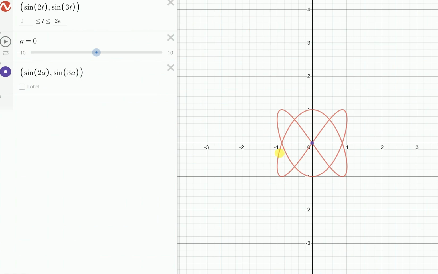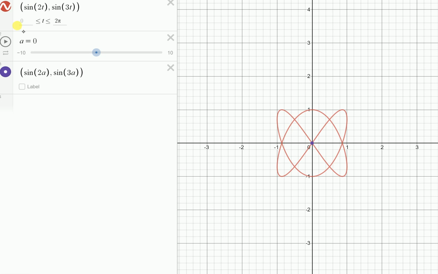Alright, so here is this curve in Desmos. I've already entered it in, and I've already drawn it on the interval from 0 to 2 pi. This purple point corresponds to a point on the graph when I've entered a equals 0, but that's just my t value. So I'm saying that's corresponding to when t is 0. And if you plug in 0 for t, you get 0, 0. So it makes sense that that point is at the origin.